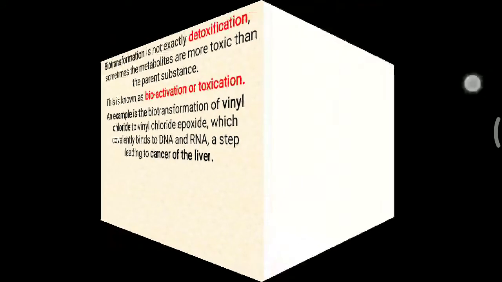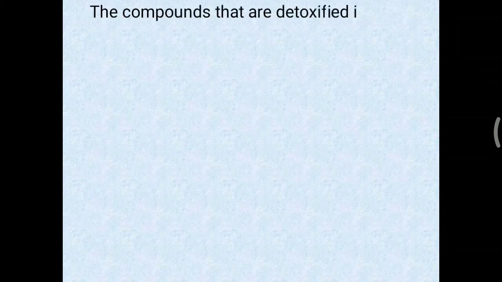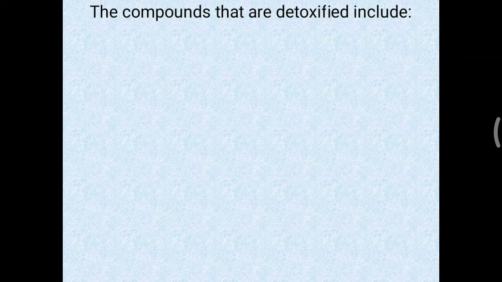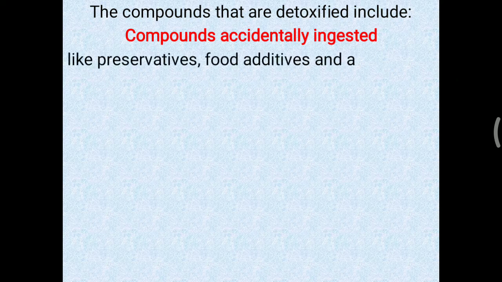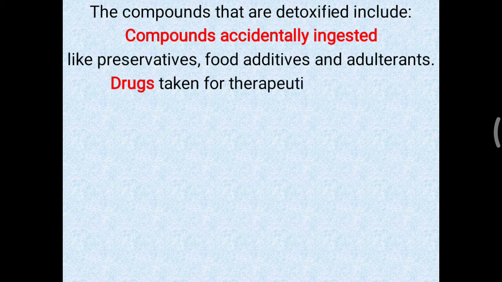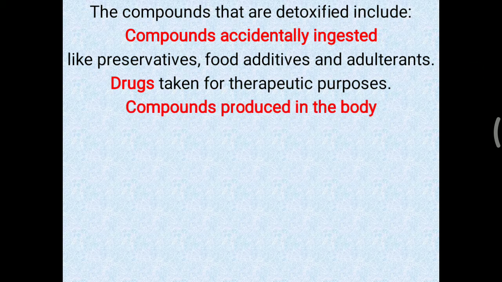Further, in relation to biotransformation, the compounds that need to be detoxified, which you have to remember simply, are those accidentally ingested and not purposefully taken, like preservatives, which are sometimes present on foods, particular vegetables and fruits, food additives and adulterants. Further, sometimes drugs are taken for a therapeutic purpose, and up to that purpose they are beneficial, but further they need to be detoxified inside the body. It is mostly occurring in the liver.